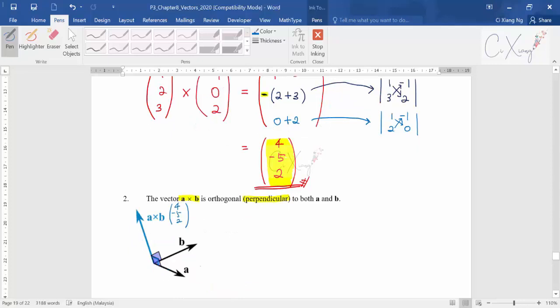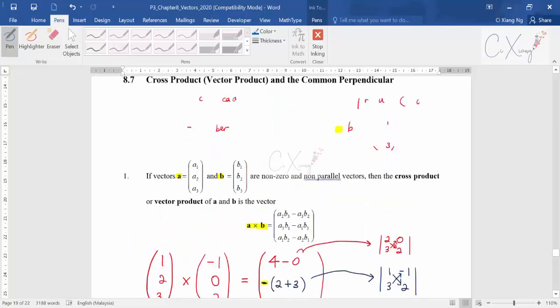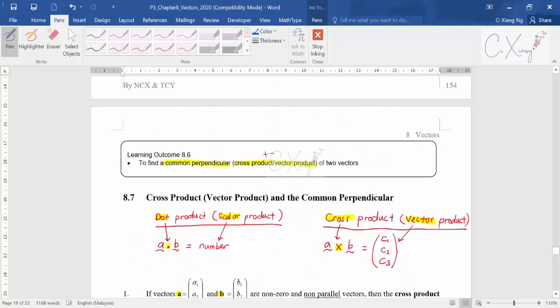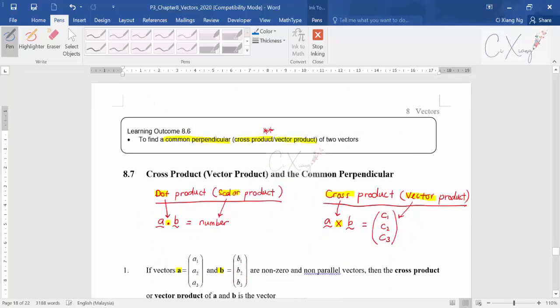So this is vector A, which is 1, 2, 3, and this is vector B, which is -1, 0, and 2. The answer here, 4, -5, and 2, means that it is perpendicular, or 90 degrees, to both vectors. It is 90 degrees to B, and it is also 90 degrees to A. That's the meaning of the cross product, and therefore we also call it the common perpendicular.